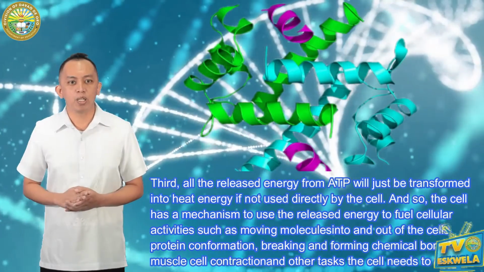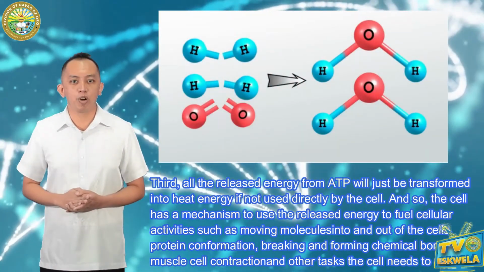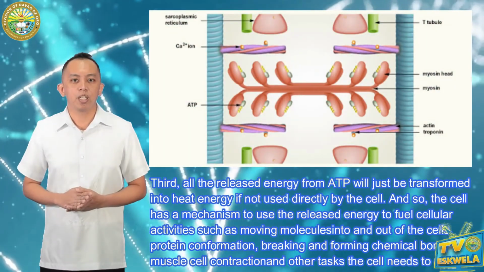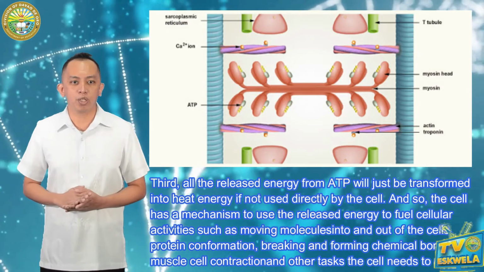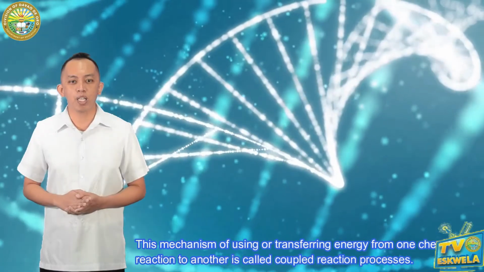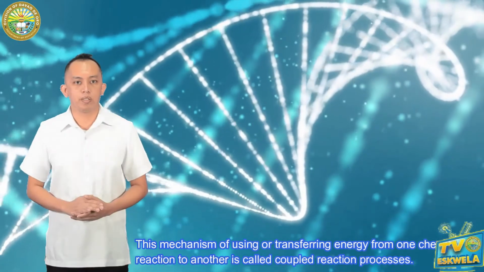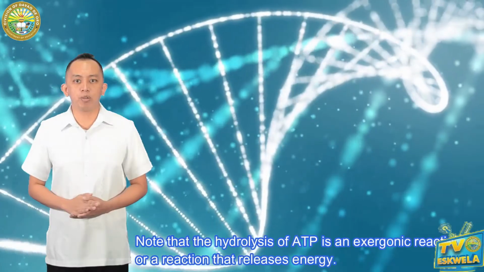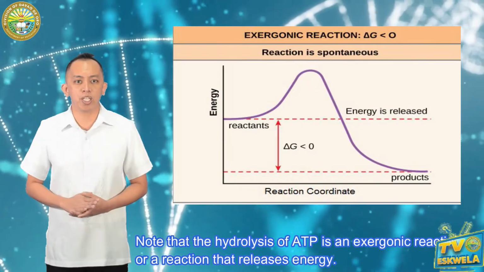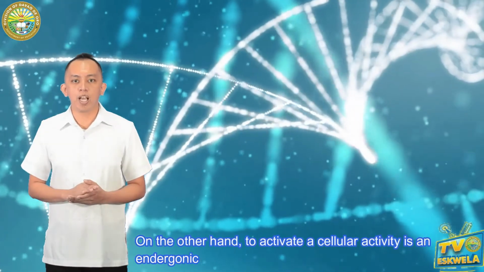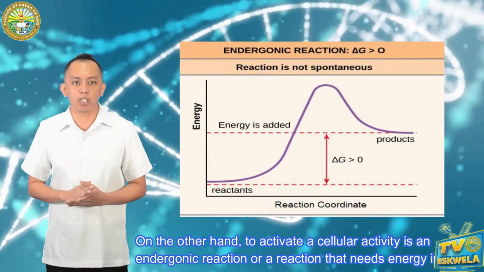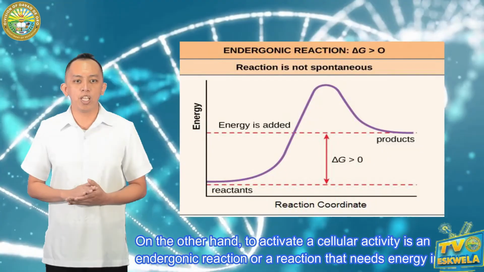Protein conformation, breaking and forming chemical bonds, muscle cell contraction, and other tasks the cell needs to do. This mechanism is using or transferring energy from one chemical reaction to another. Note that the hydrolysis of ATP is an exergonic reaction, or a reaction that releases energy. On the other hand, to activate a cellular activity is an endergonic reaction, or a reaction that needs energy input.